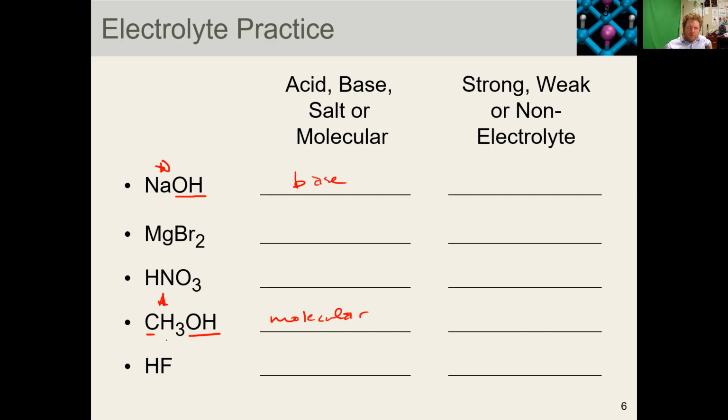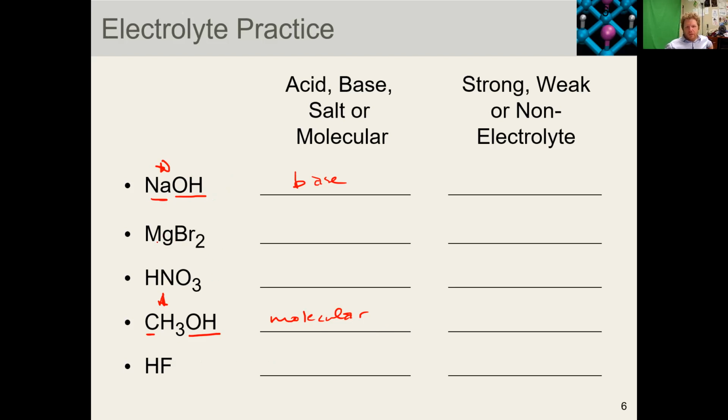CH3, carbon, that's a nonmetal. Sodium, that's a metal. So when we're looking at a strong base, you should look for OH, and then the other ion that it's associated with should be a metal. So CH3OH is a molecular compound.